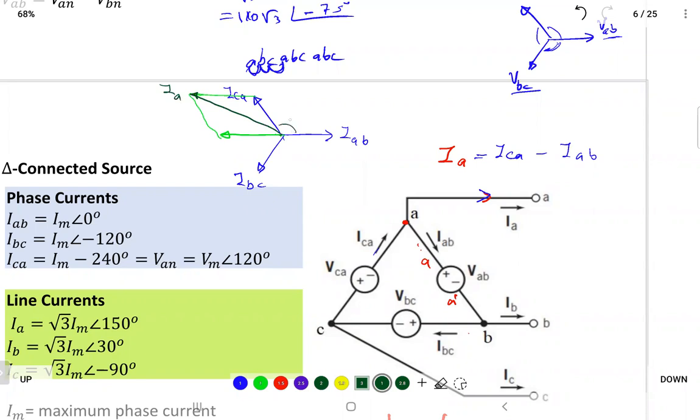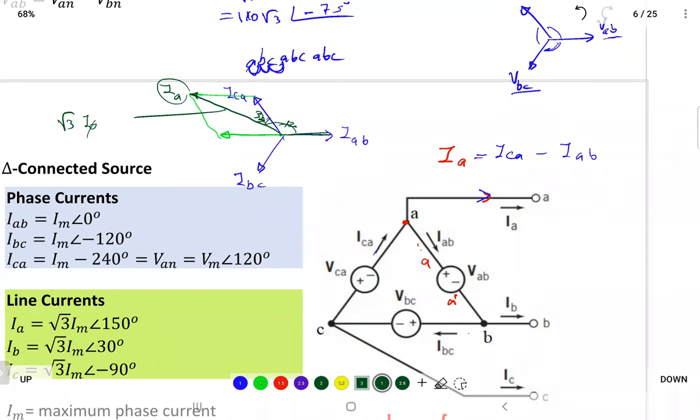Again, you have 120 and the 60, the 30, so we'll get the square root of 3 cosine 30. So this magnitude will be square root of 3 times I phase, which is IAB or IC, and the angle will be different here. IAB is on angle 0, but IA is ahead by 30, that's 120, it's ahead by 150, leading by 150. That's what they got.